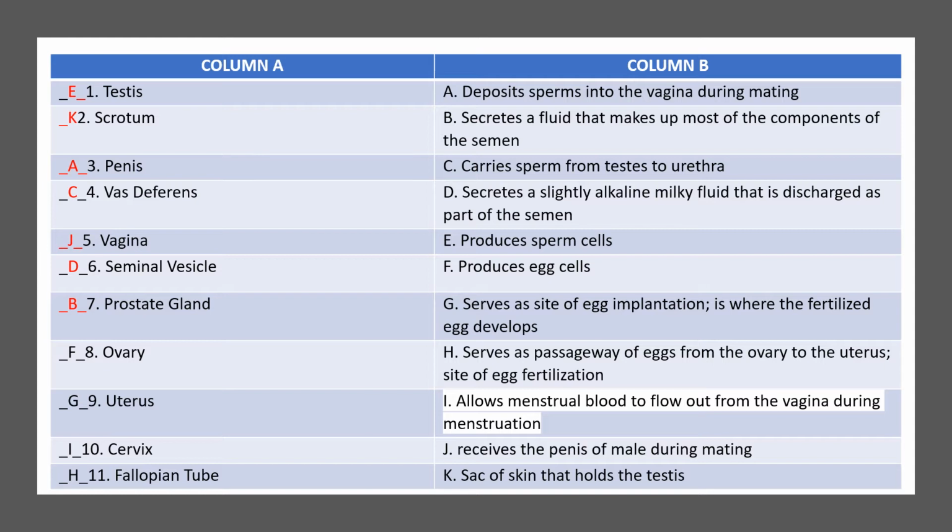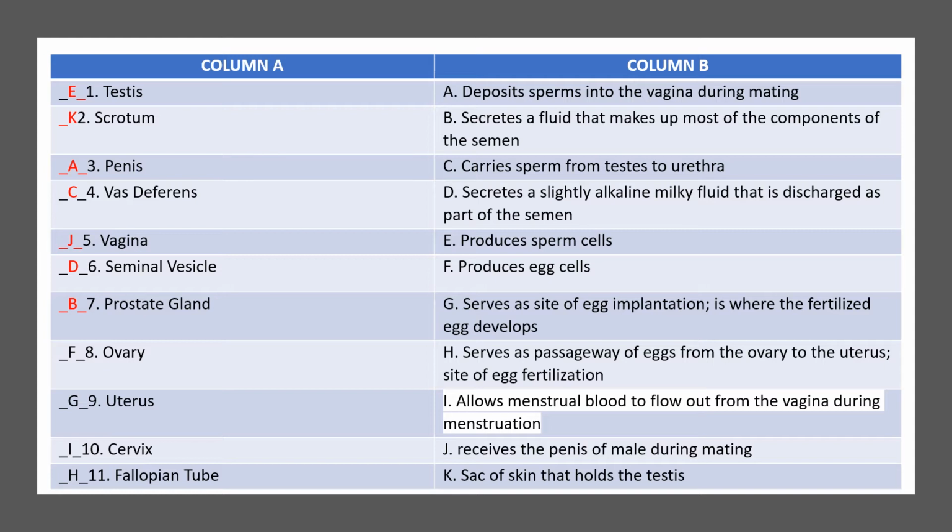Fourth, we have letter C. Vas deferens is the one that carries the sperm from the testis going to the urethra. While number 5 is J. The vagina is the one that receives the penis of the male during mating. Sixth is letter D. Seminal vesicle is the one that secretes a slightly alkaline milky fluid that is discharged as part of the semen.